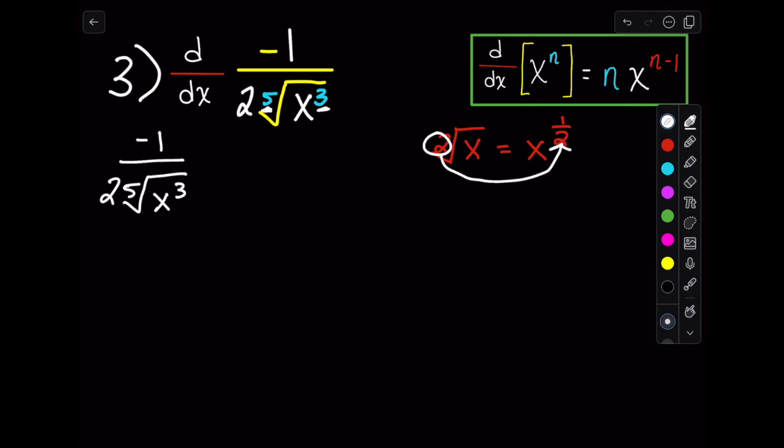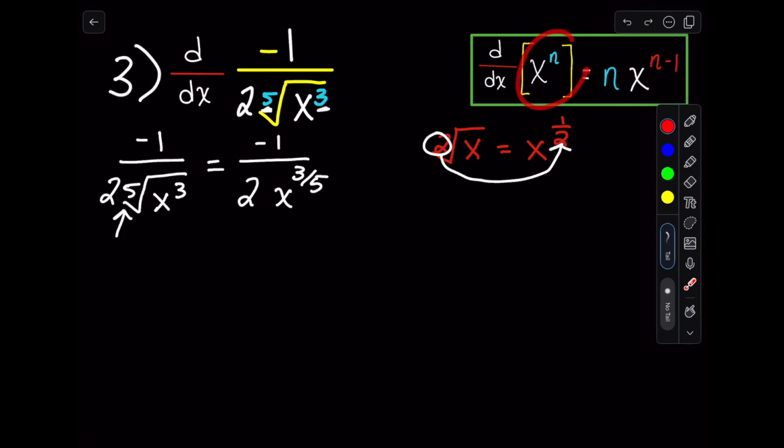That just helps us when we have weird radicals like the 5th root and we have an exponent underneath the root. So in remembering that the root of this radical needs to go on the bottom of the exponent, we can rewrite this function as negative 1 over 2 times x to the 3/5. But this still isn't in the form of x to the power of n. We need to get x to the n in the numerator. So similarly to the last problem, we just change the sign of the exponent in the denominator. And this is now in the form where we can apply our power rule.